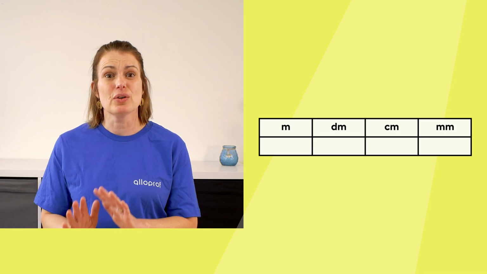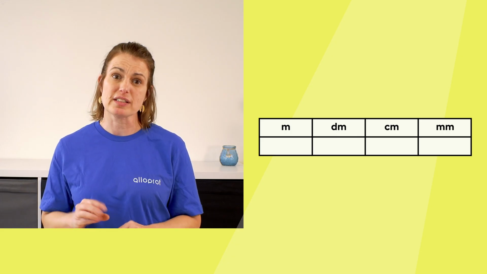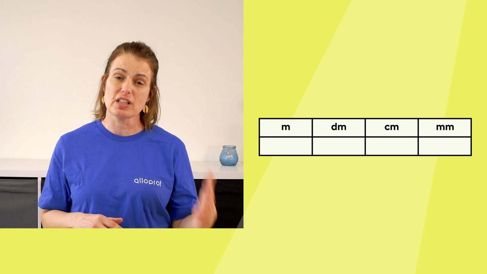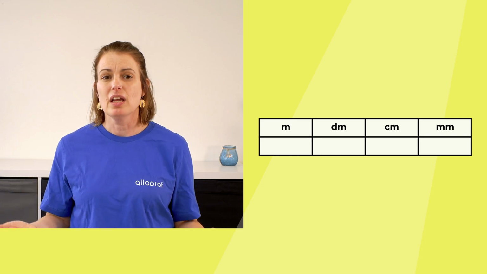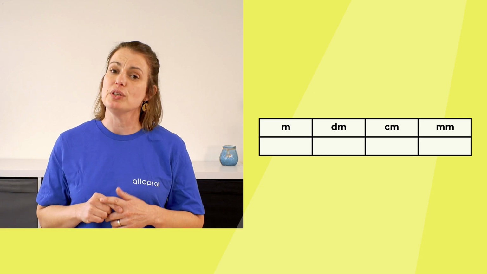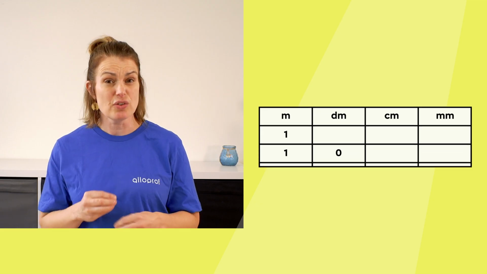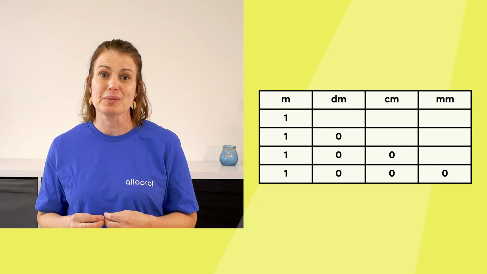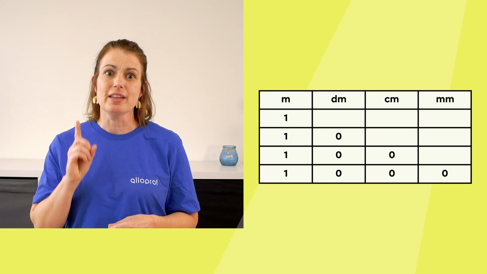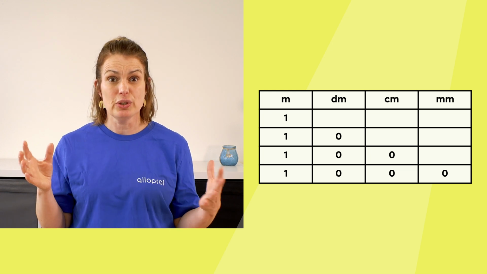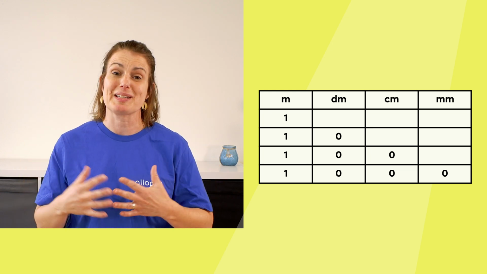First of all, you need to know that in a metric conversion table for lengths, the largest unit of measure is to the left and the smallest is to the right. There are equivalencies between units of measure. For example, 1 meter is equal to 10 decimeters, 100 centimeters, and 1,000 millimeters. To convert a length measurement into another unit, these equivalencies must be respected. I'll show you an example to explain how to do it.